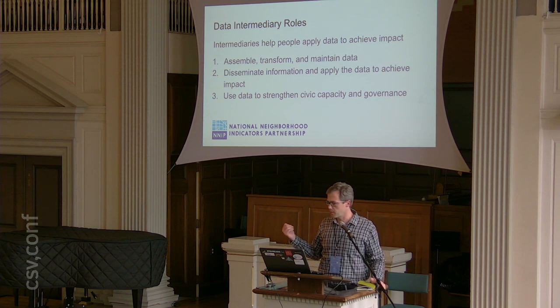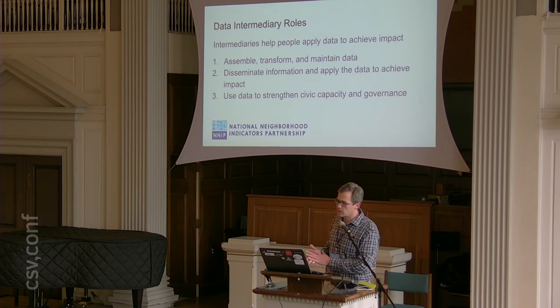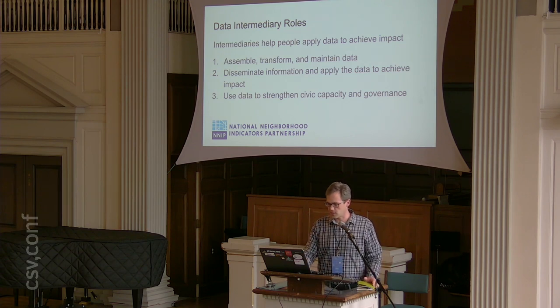So three roles that the National Neighborhood Indicators Partnership, a community of practice, identifies for data intermediaries is to assemble, transform, and maintain data. Second is to disseminate information, apply the data to achieve impact. And the third is to use data to strengthen civic capacity and governance. And so what I'm going to do now is actually fly through a lot of examples from within this network of NNIP that are going to illustrate a lot of the roles that data intermediaries play around the country. And a lot of this is going to be us, but a lot of it's not.